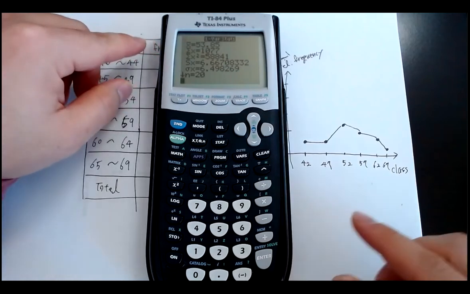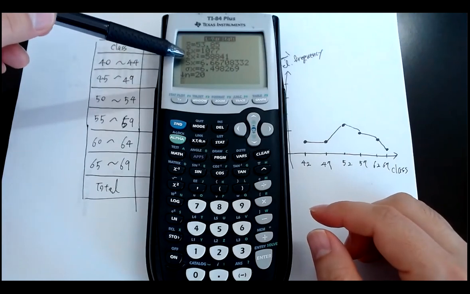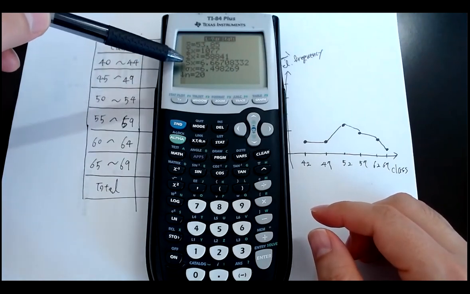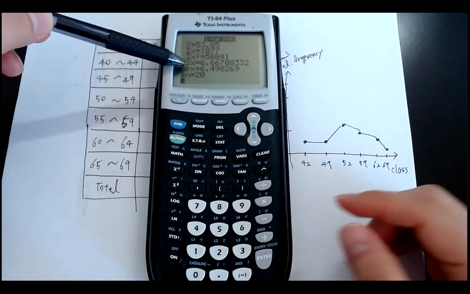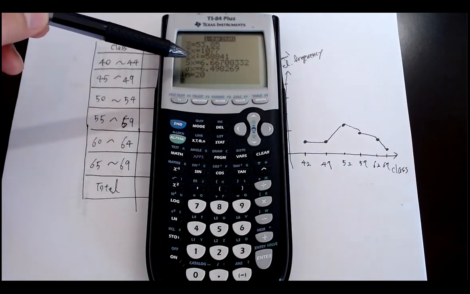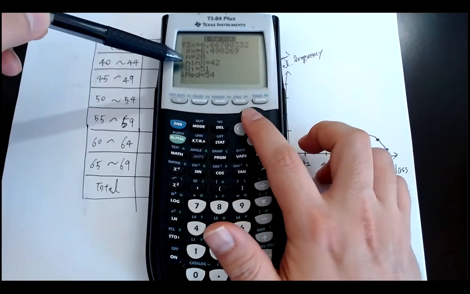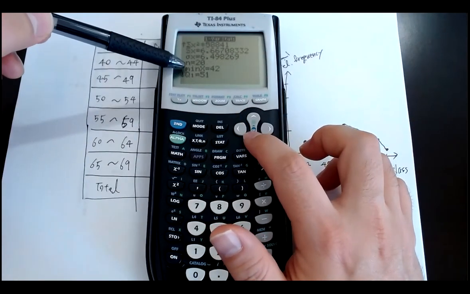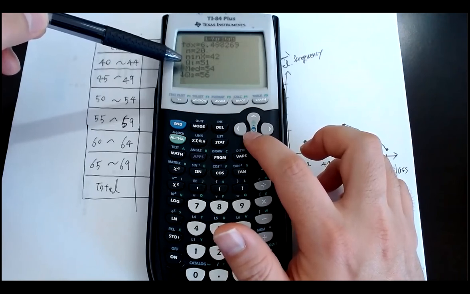Okay, and then see that S X, that's the sample standard deviation. Okay, and then the square of that value must be the variance, because variance is the square of standard deviation. Okay, and then the next one is the minimum X value right there.